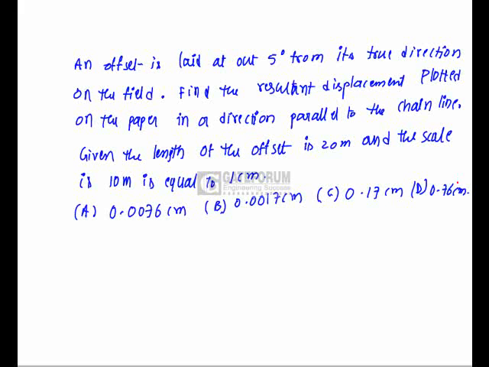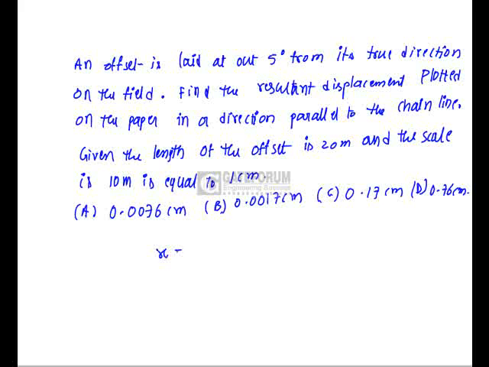An offset is laid out at 5 degrees from its true direction on the field. Find the resultant displacement plotted on the paper in a direction parallel to the chain line. Given the length of the offset is 20 meters and the scale is 10 meters is equal to 1 centimeter. So we have to find the resultant displacement plotted on the paper in the direction parallel to the chain line.